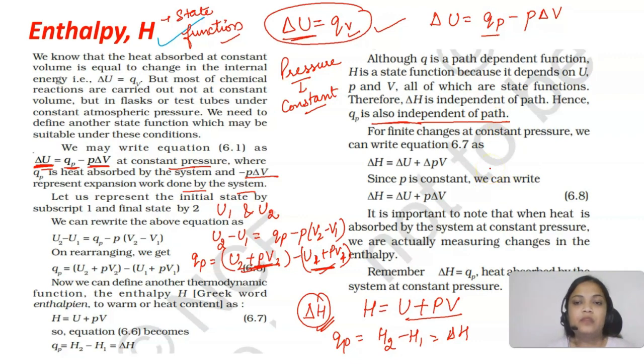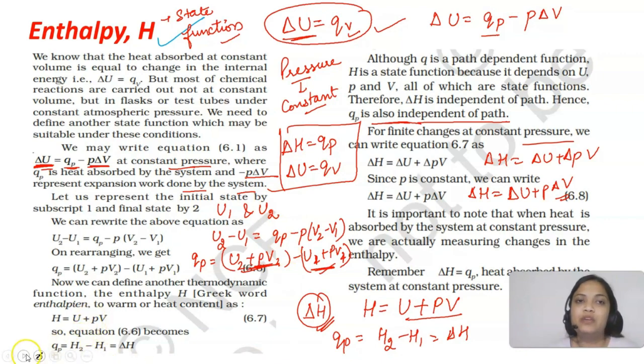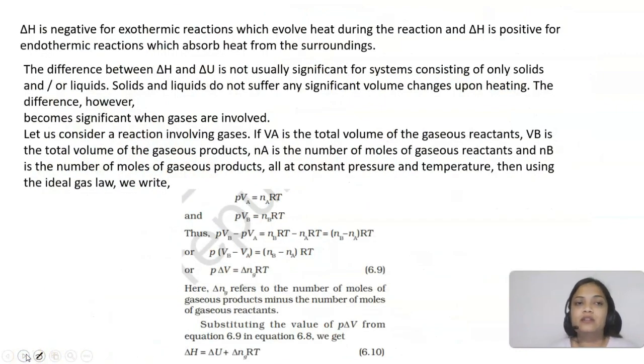Now for finite changes at constant pressure, we can say delta H is equal to delta U plus delta PV. P is constant, so we can write delta H is equal to delta U plus P delta V. So it means whenever heat is being absorbed by the system at constant pressure, we are measuring the changes in enthalpy. So keep that in mind: delta H is equal to QP and delta U is equal to QV. These two things you have to keep in mind.